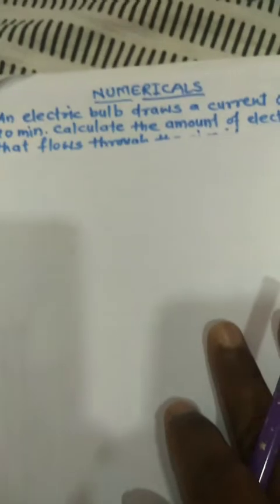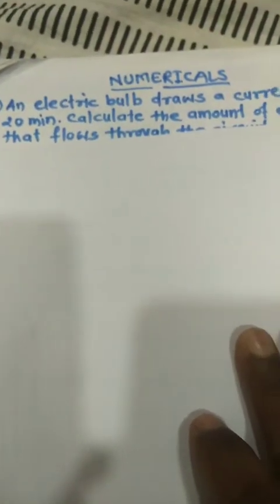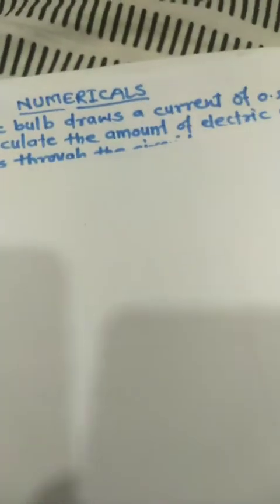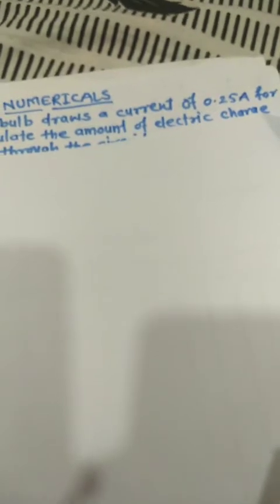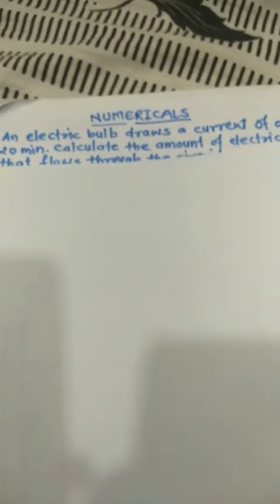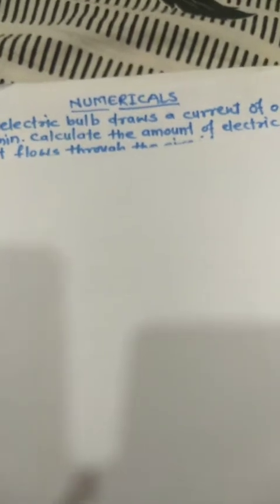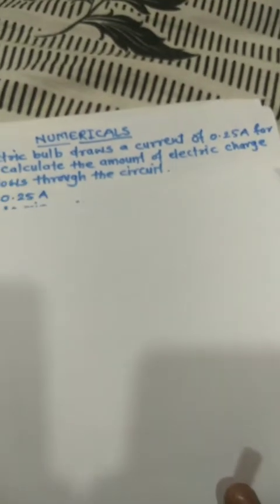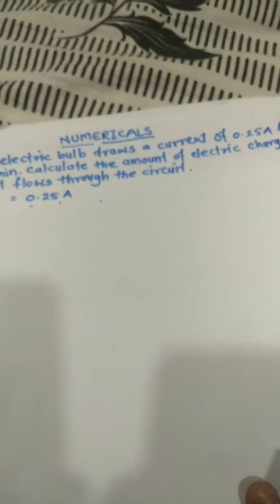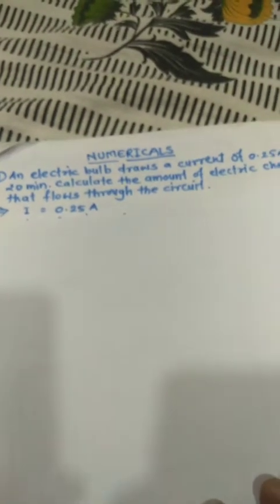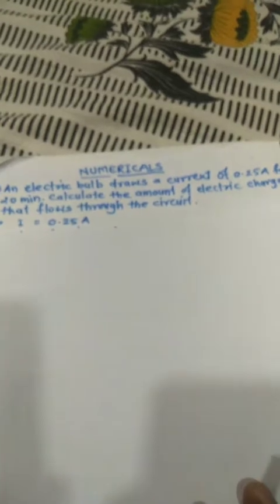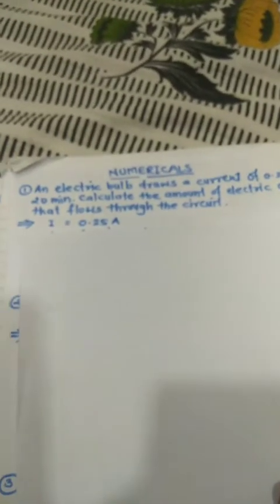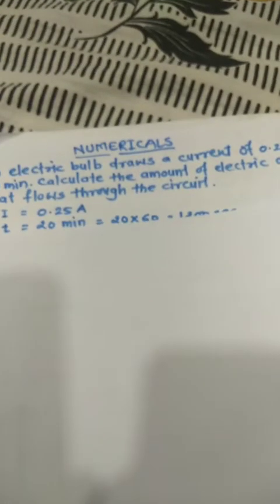In that example, an electric bulb draws a current of 0.25 ampere for 20 minutes. Calculate the amount of electric charge that flows through the circuit. Did you understand the question, student? First you understand the question.